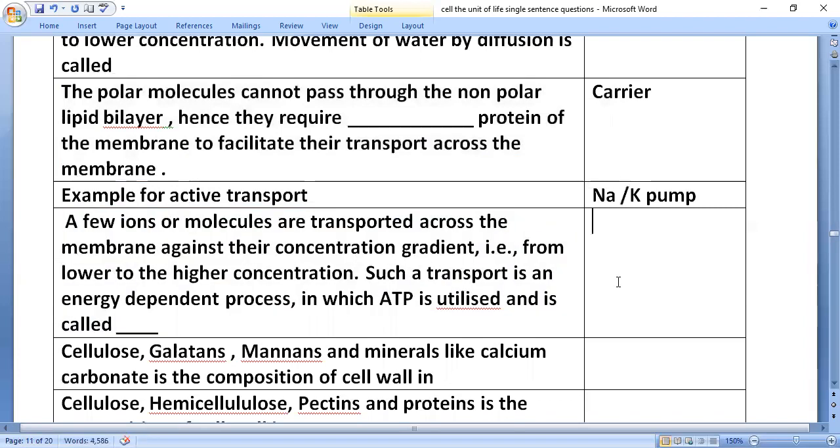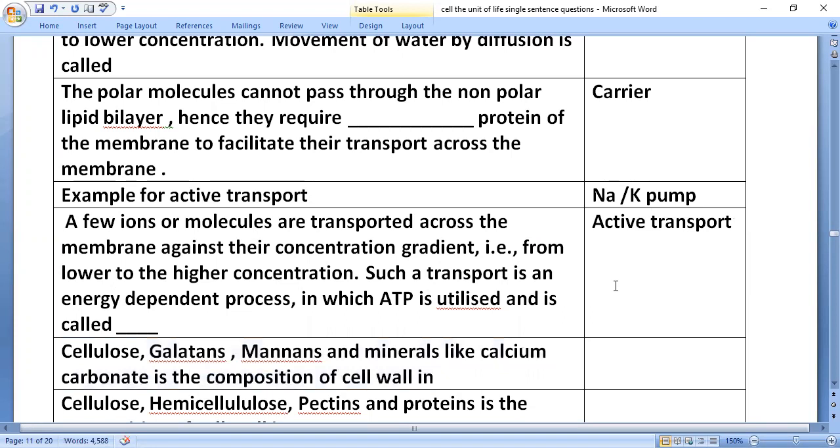A few ions or molecules are transported across the membrane against their concentration gradient, that is from lower to higher concentration. Such a transport is an energy dependent process in which ATP is utilized, and is called active transport.